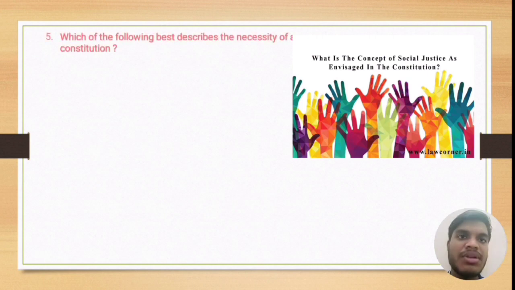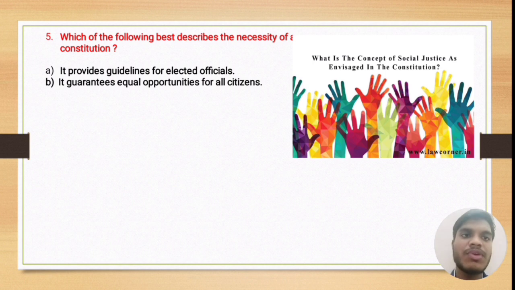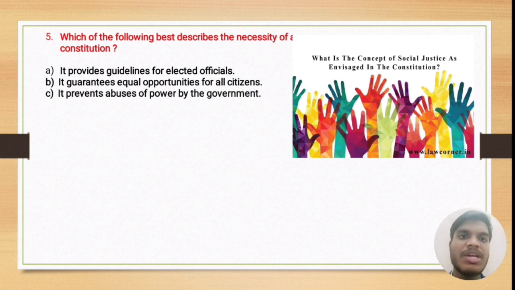Next question, which of the following best describes the necessity of the constitution? Option A, it provides guidelines for elected officials. Option B, it guarantees equal opportunities for all citizens. Option C, it prevents abuses of power by the government. Option D, all of the above. And the answer is option D, all of the above.